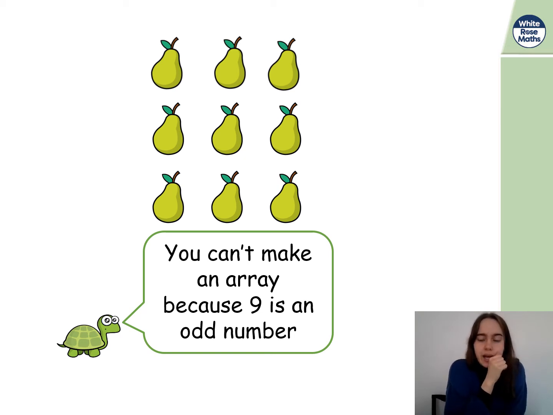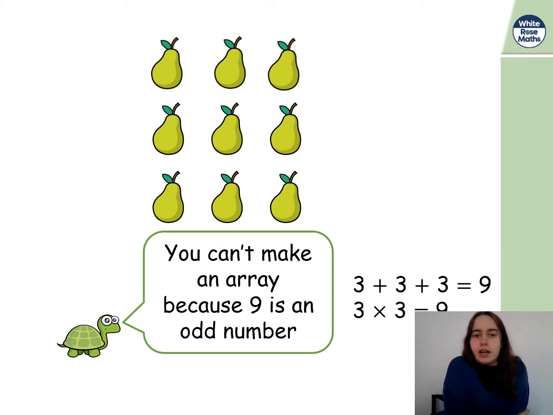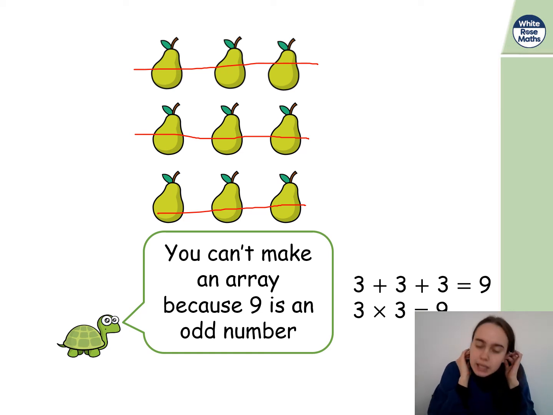That's right, I think we can now make equal groups. So you could do it either in rows or columns this time. 3 rows, add 3, add 3. So 3 here, add 3, add 3, equals 9. We know that we've got 9 pairs. That is the same as saying 3 times 3 because we've got 3 equal groups of 3.